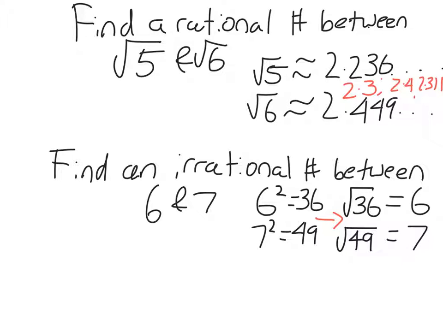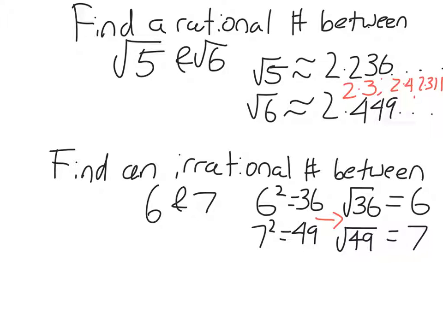So if 36 is 6 squared and 49 is 7 squared, all those numbers in between are not perfect squares. 37 is not a perfect square. 38 is not a perfect square. 40 is not a perfect square. So if I take the square root of any one of them, I will have a number that's between 6 and 7. And I can use my calculator to double check. So let's just pick any whole number between and not including 36 and 49.